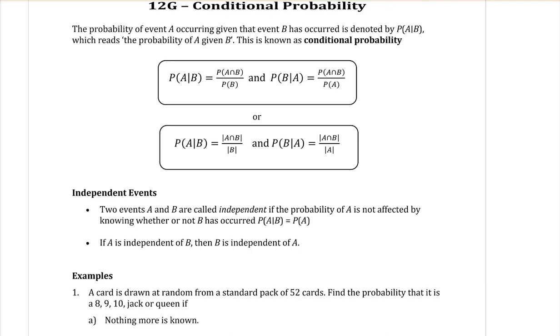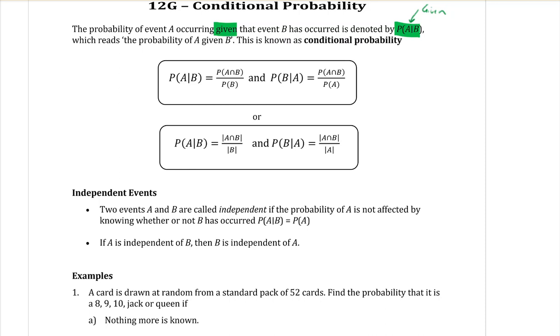Today we're learning about conditional probability. The probability of event A occurring given that event B has already occurred is given by the notation probability of A given B. That little line in there means given. So what this means is, given that B has to occur, what is the probability that A occurs?